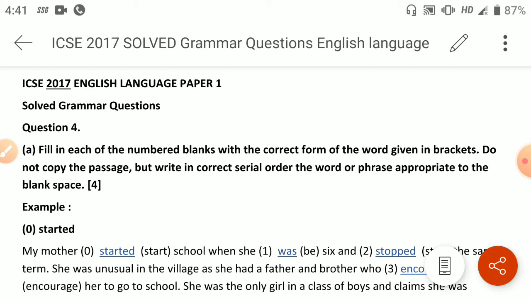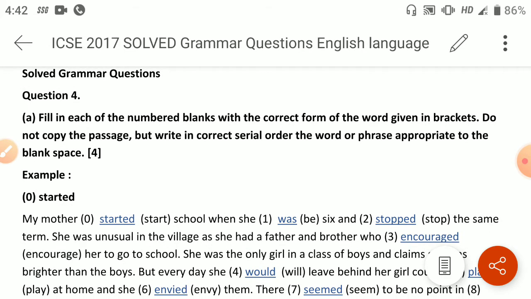In this series, we are sharing with you the grammar questions, specifically only the grammar questions, which will help you to solve your ICSE grammar part. Okay, so that will be really useful. As we have already seen in the earlier part, please go through those videos: 2020, 2019, 2018, and now this is 2017 ICSE English Language Paper 1.